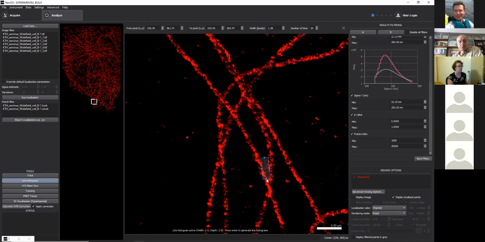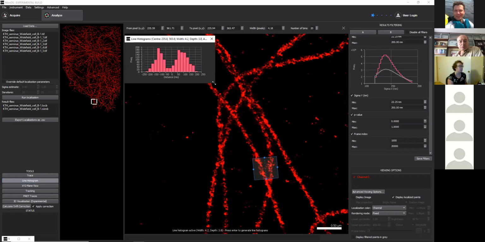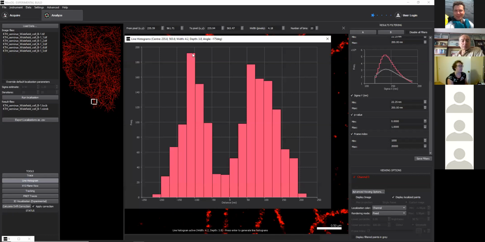So now I can draw that line again, and I can expand it out to cover these two locations. And now I can see, again, let me make this slightly bigger for you. The peak of one of the tubules is around minus 100, and the peak of the other one is about 75 or 100. So these two microtubules are about 200 nanometers apart. And this is, again, below the diffraction limit of light.